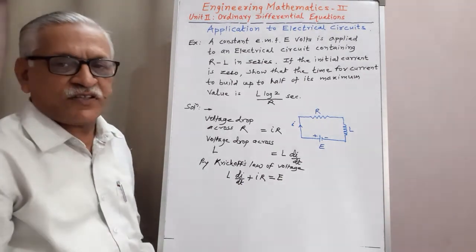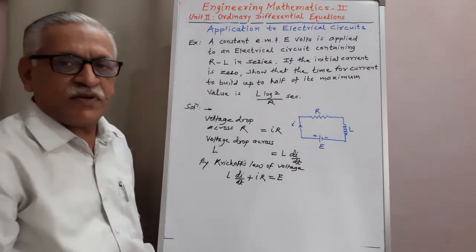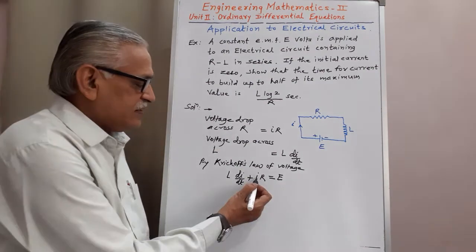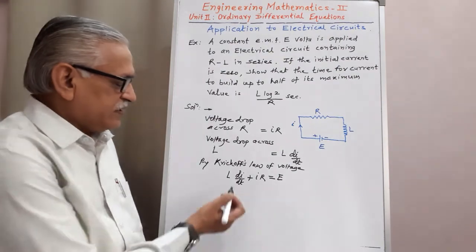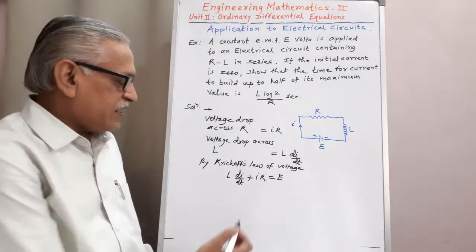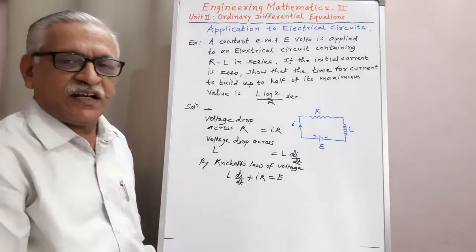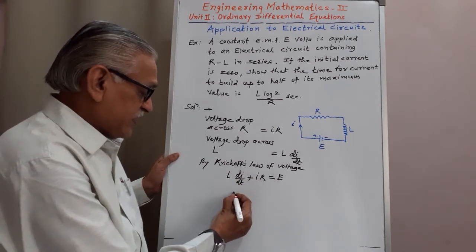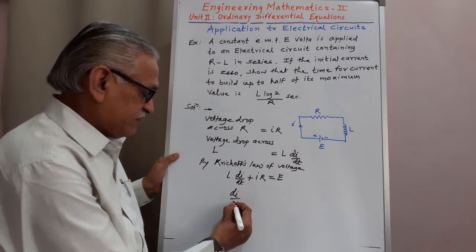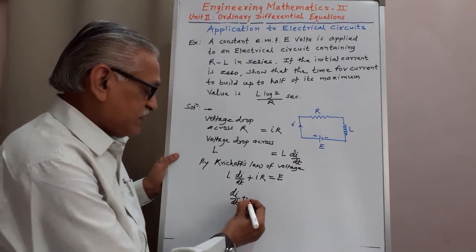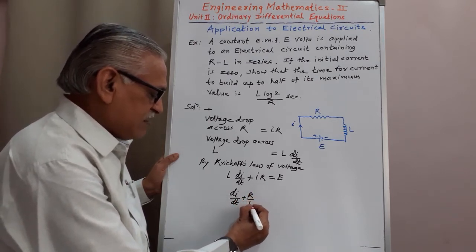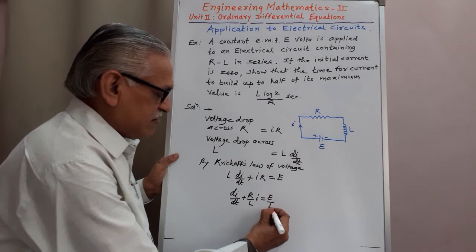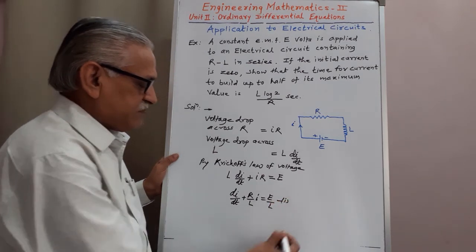Here di by dt is that differential coefficient, with I as a dependent variable, t is the independent. If we try to see the degree of I, here the degree of I is 1, the degree of di by dt is also 1, and not multiplied together, means it is linear in I only. We have to divide by L, therefore dividing by L throughout we get di by dt plus R divided by L into I is equal to E by L. We call this equation 1.